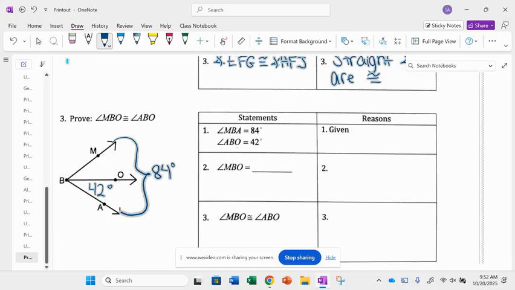Here it says angle MBA equals 84, and then it says angle ABO is 42. So it could not be given there. This says proof, so this is what they want us to prove. And just to save a step, they just wrote the given one time in the proof.